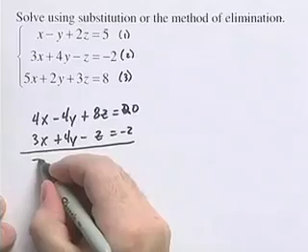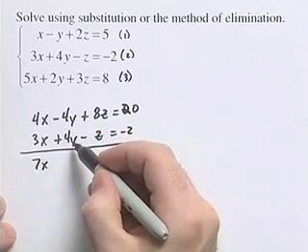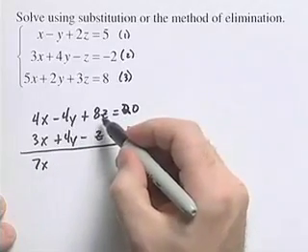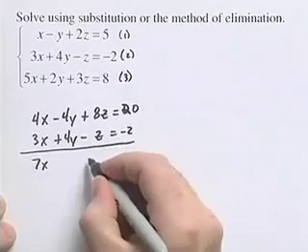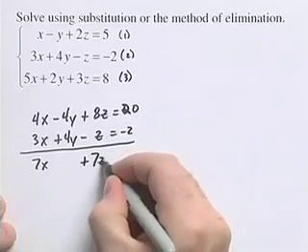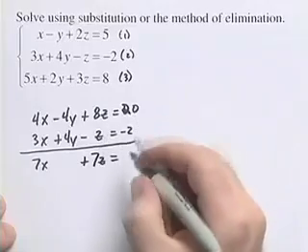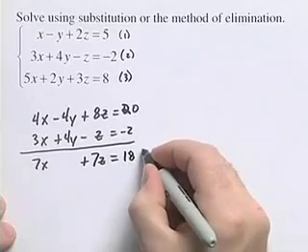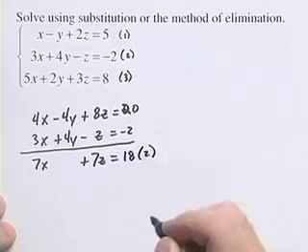4x plus 3x is 7x, negative 4y plus 4y is 0, and then 8z plus a negative z is going to give us plus 7z. Then 20 plus negative 2 is 18. This will be our new equation 2. Now we're going to eliminate the variable y from the third equation.